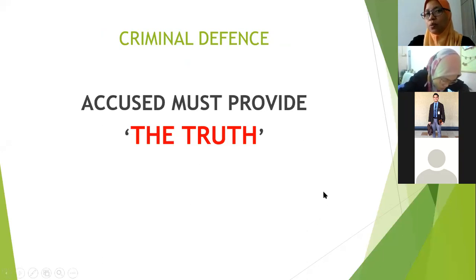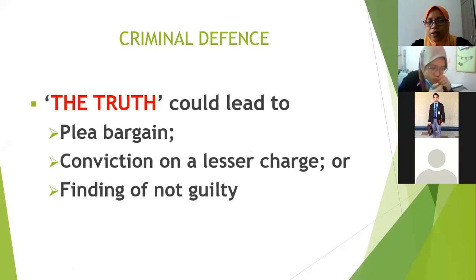Accused must provide the truth. Walaupun the truth is actually the commission of the offense. Okay. Dia akan cerita, dia kata, okay, I did the offense. But why? Sometimes there's a reason for it. Okay? So you have to get the truth. Why? Sebab kalau you don't get the truth from him, you akan susah kalau tiba-tiba ada evidence which is strongly against him. Okay? Plus, the truth could lead to plea bargain, conviction on a lesser charge, or a finding of not guilty. Sebab kadang-kadang, some people do things for a reason. Ada sebab.